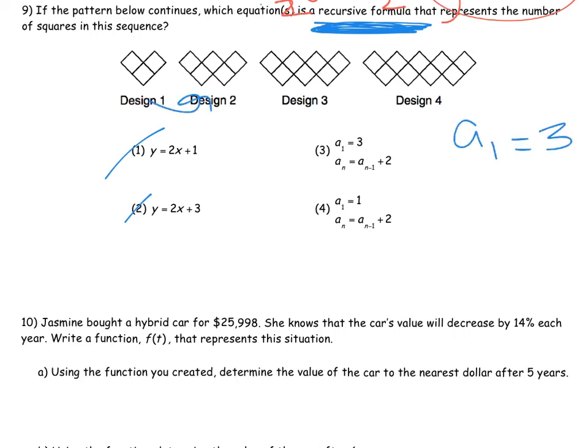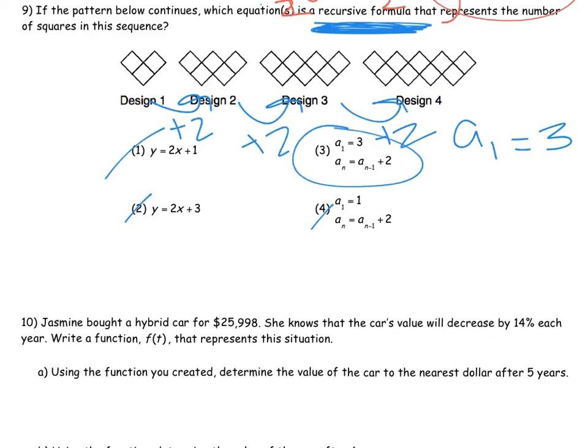Okay, and every term is going up by 2's. So if I already just look at my answer choices, guys, not even too much work here involved. A sub 1 we know has to be 3 because that's the first term. I don't even need to do much more because 1 and 2 were ruled out because that's just a line and we need a recursive formula. And answer choice 4 says the first term is 1, and that's not true. There's 3. So I'm just going to stop there. I know that my answer has to be 3.